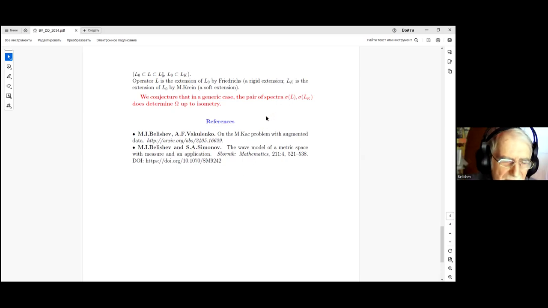What can I say? First of all, I don't know whether there is a characterization of the Dirichlet spectrum. It is an open question in principle. Are there any ideas or some approaches in mind, maybe? Look, yes, Sergei.